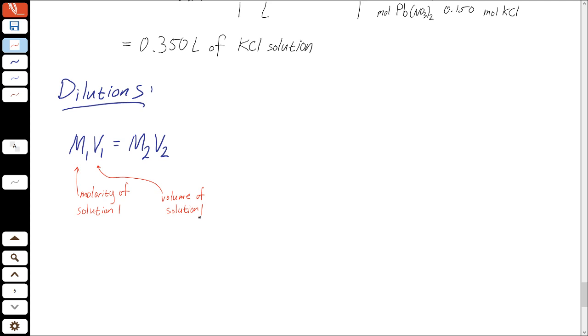The reason this works is because molarity is moles per liter and volume is liters. So we're multiplying moles per liter times liters and we get moles. When you're diluting a solution, you're not changing the number of moles. You're only changing the amount of water. So you're changing the concentration, but you're not changing the moles, and that's why this equation works. So the way that we use this usually is in these types of problems.